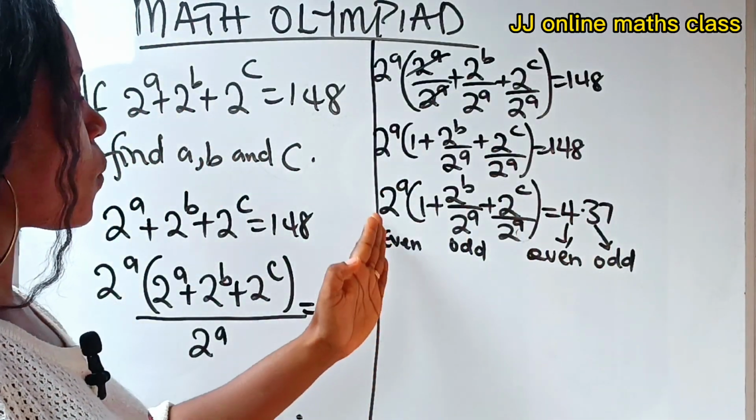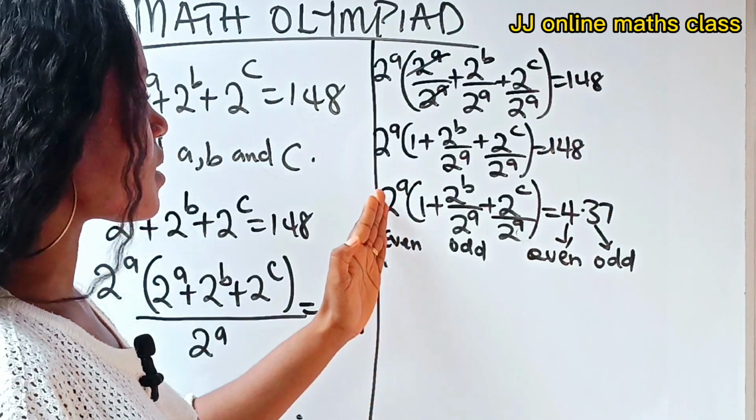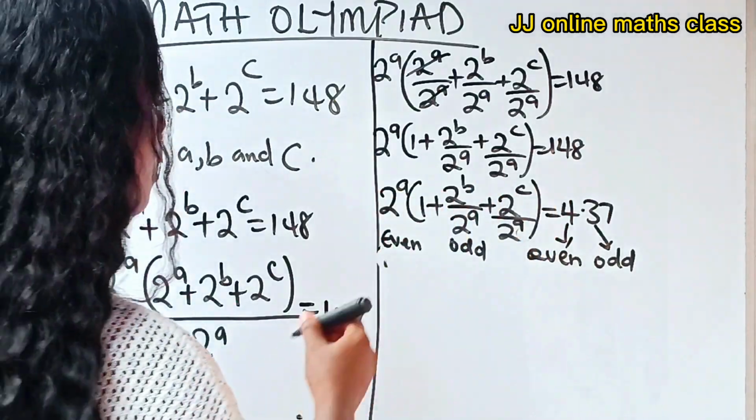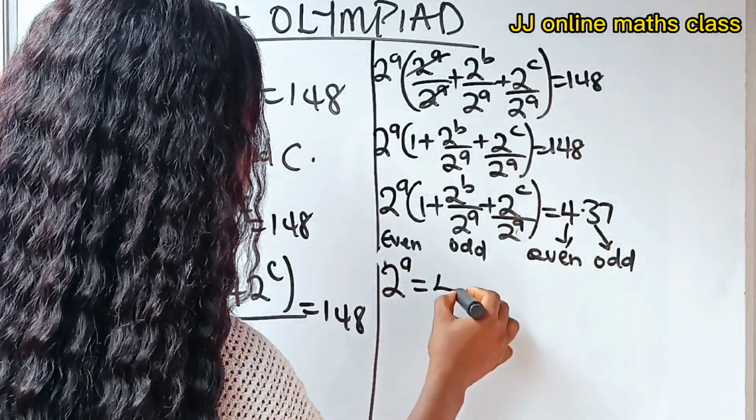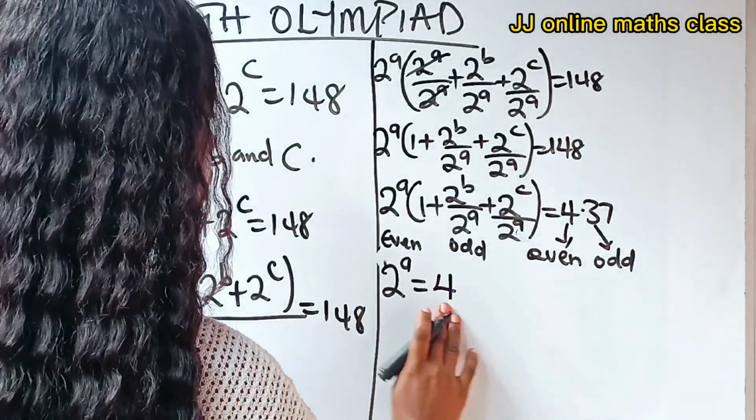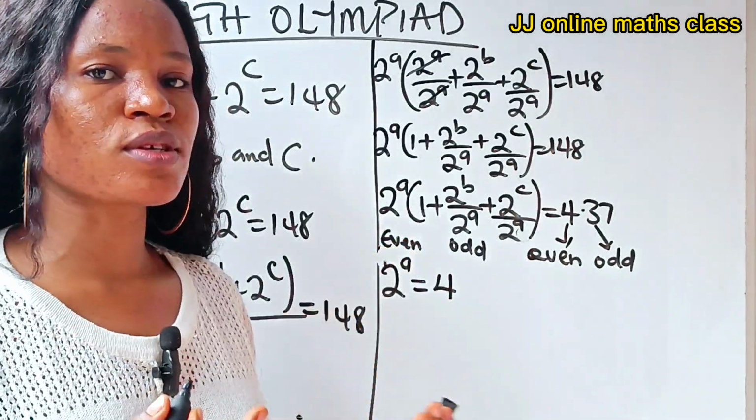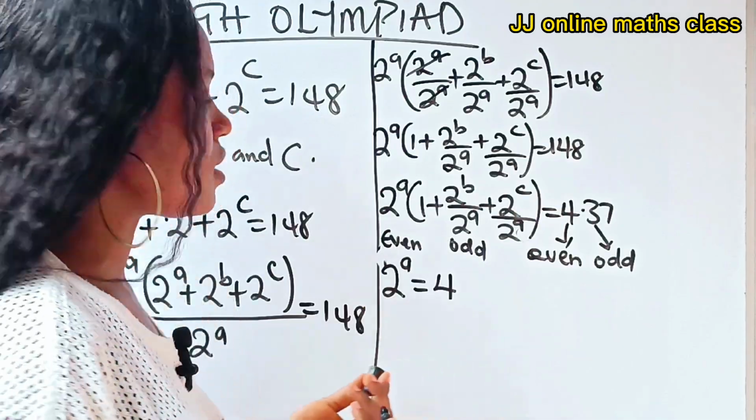Okay, so let's equate even to even. It means that even is equal to the even side. So we now have that 2 to the power of a is equal to the even side, which is what? 4. All right, now remember the way we solve this kind of thing using our law of indices.